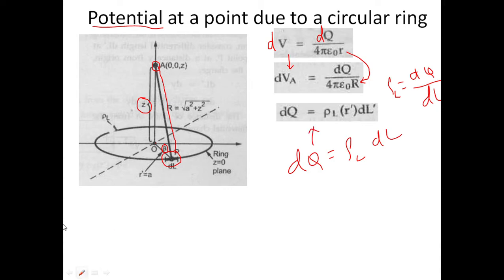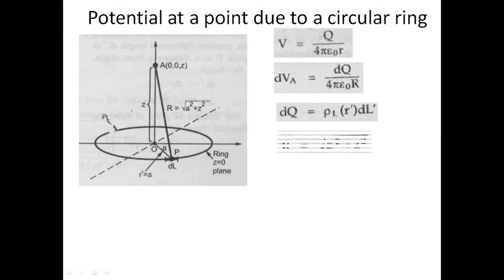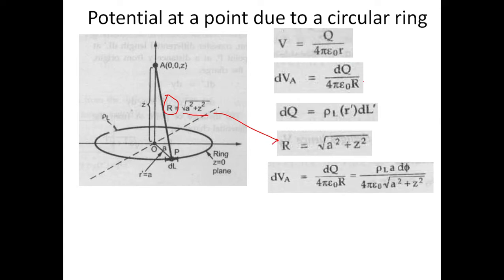Now moving on to the next line. So R, we know that capital R is root of a square plus z square. So that is what is written here. Then substituting R in this equation and rho L for dQ, we get this equation, right? So here we can see rho L a d phi. So this is for dl. So this a d phi is nothing but dl, right?